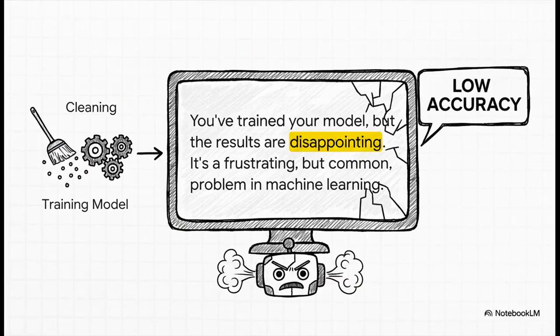We've all been there, right? You've done all the hard work. You've cleaned the data, you've picked your algorithm, you've hit train, and this is what you get. That dreaded low accuracy warning. It is one of the most soul-crushing moments in machine learning. You did everything by the book, but the result is just not good enough.